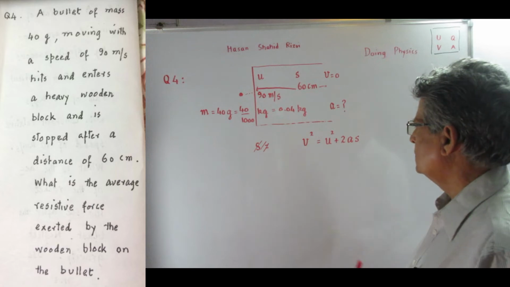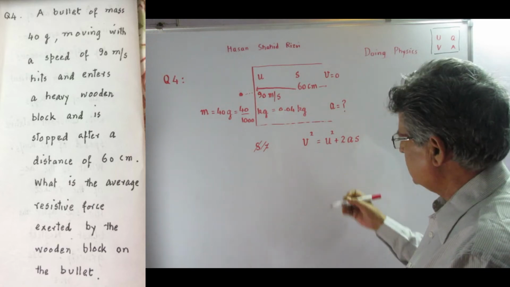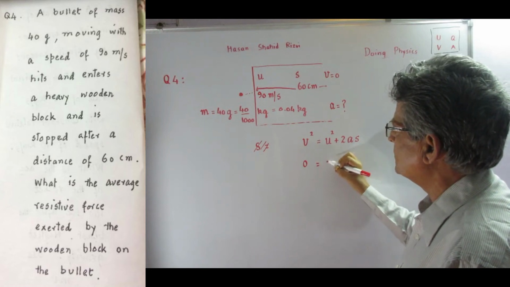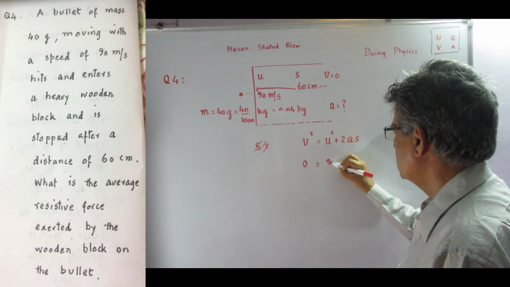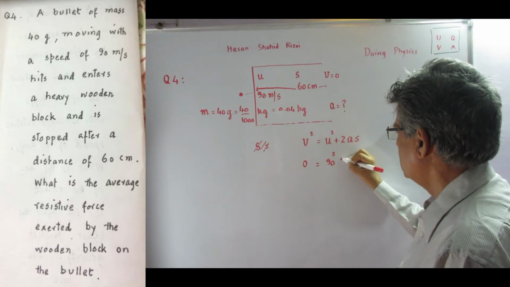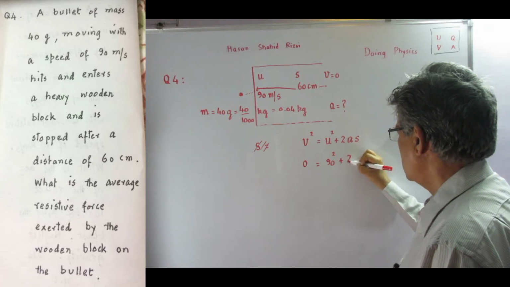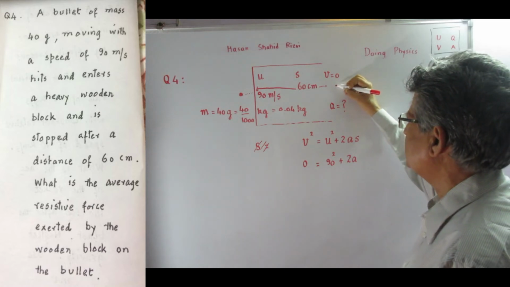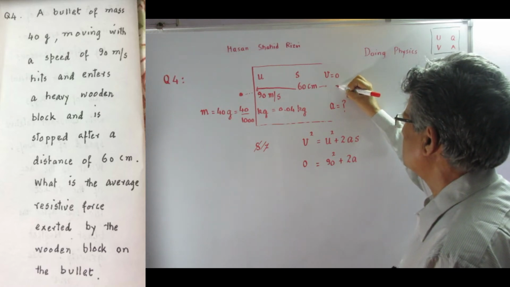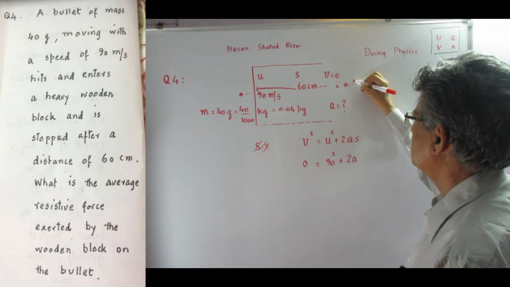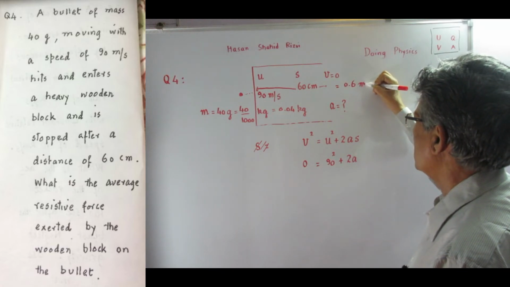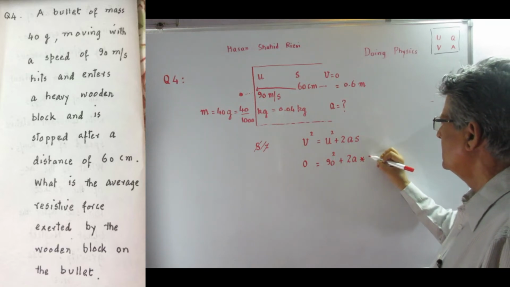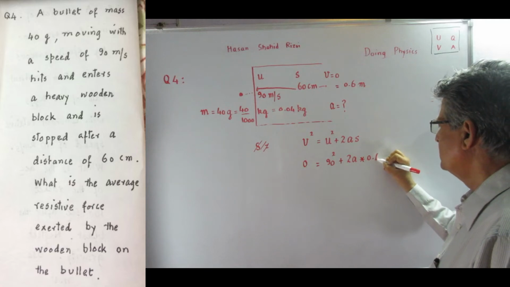So v square is equal to u square plus 2as. Substituting, v is equal to 0 and u is equal to 90 meters per second. So 90 square plus 2a, and this 60 centimeters is actually equal to 0.6 meters. 2as, so here I multiply it by 0.6.